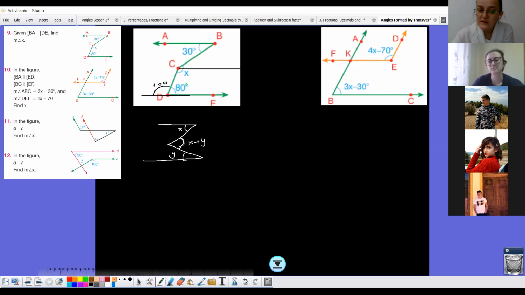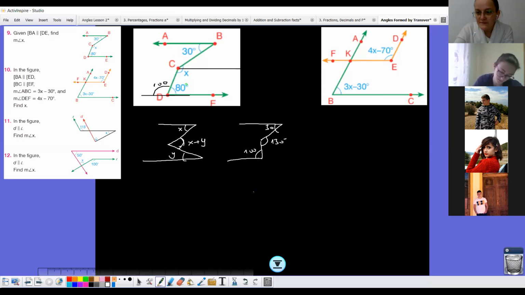Now I have this. Look, the question is like this. Now I have this angle, 30. I have this one, 100. And now I can find this one, that it is 130.